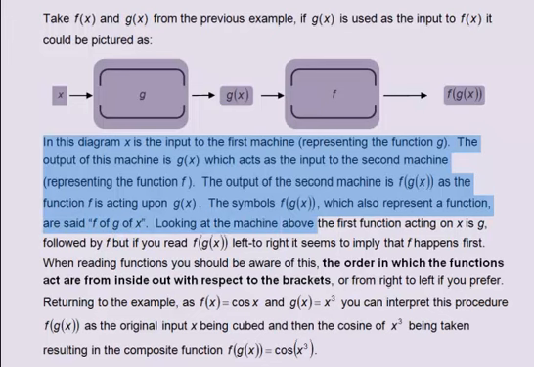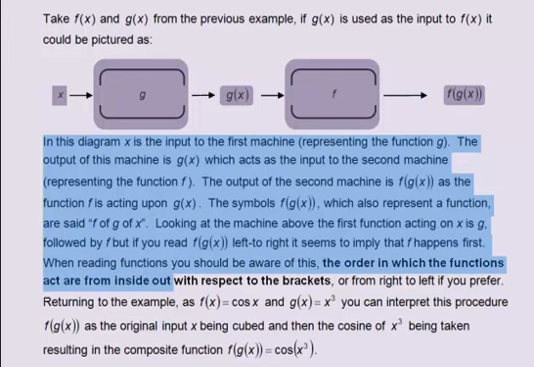Looking at the machine above, the first function acting on x is g, followed by f, but you read f of g of x left to right. It seems to imply that f happens first. When reading functions, you should be aware of this. The order in which the functions act is from inside out with respect to the brackets, or from right to left if you prefer.